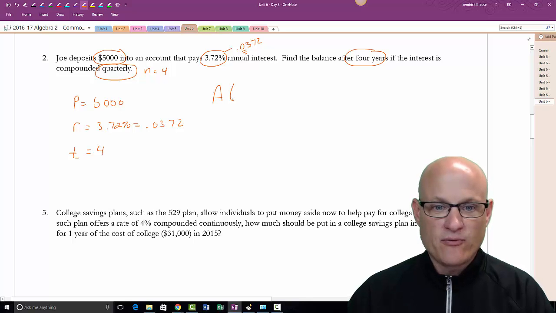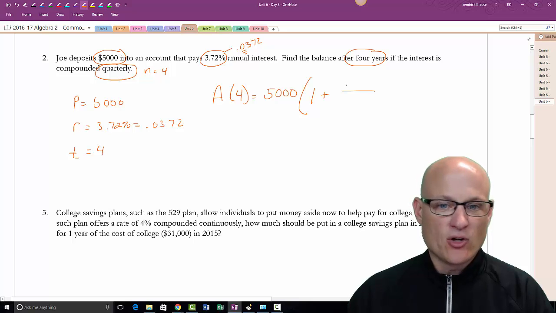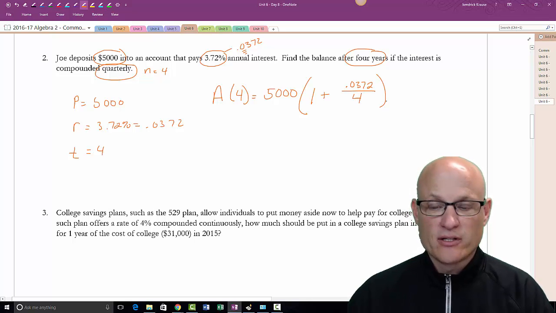I think we're good. So let's see. A sub 4 is equal to 5,000 times 1 plus, here's the rate divided by n, 0.0372 divided by 4, because we're doing it 4 times a year, to the 4 times 4.